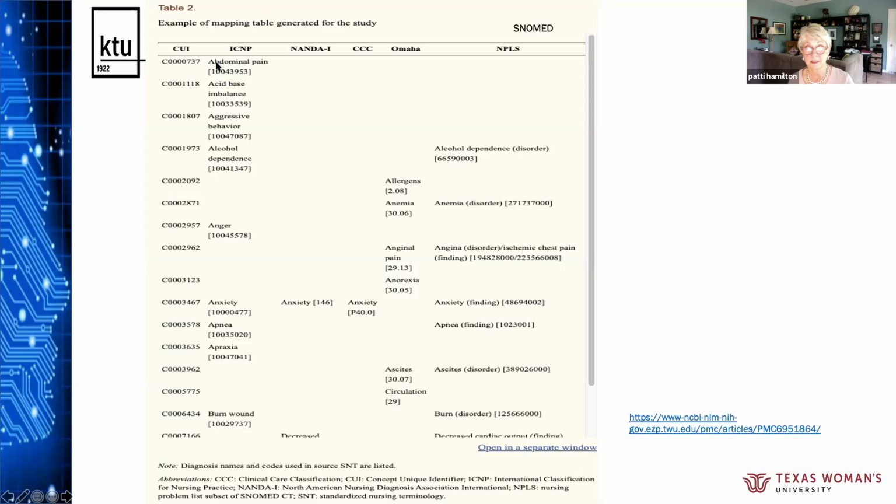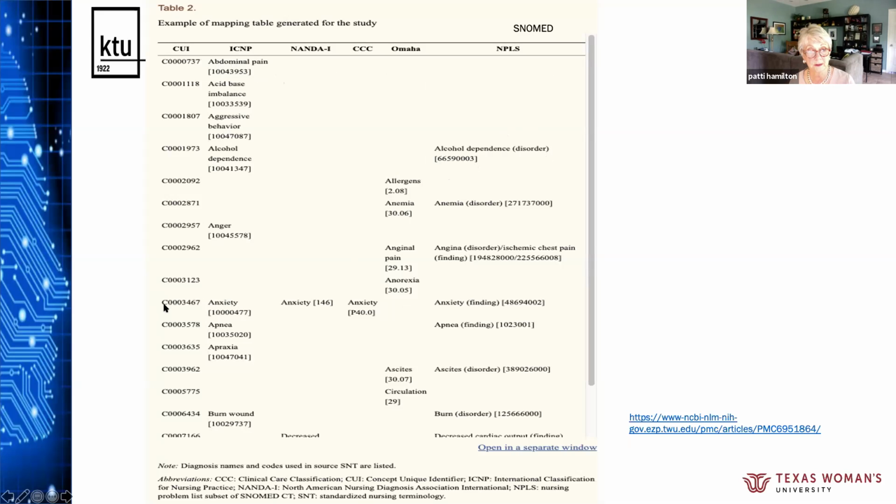ICNP has a code for abdominal pain, but none of the rest of these have that code or something that would map onto that code. Here's one for alcohol dependence. This is the code for ICNP, alcohol dependence. Over here is alcohol dependence under the SNOMED classification system, and this is its code. Let's go down to one where there are more organizations with classification codes. Here's one for anxiety.